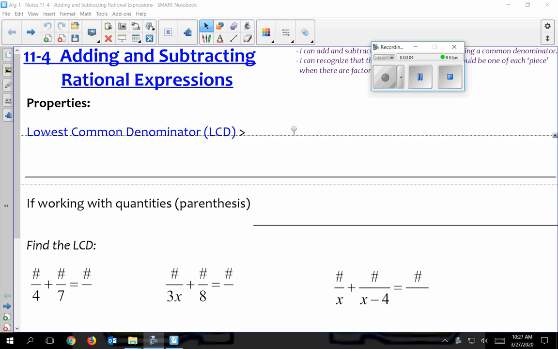Okay, everybody, this is chapter 11, section 4. We're adding and subtracting rational expressions, which basically means fractions. A couple things: when you add and subtract fractions, you need a least common denominator. That's stuff that you've done before. Obviously, with what we're doing now, it's going to be a little bit different, but the rules still stay the same. So first thing you've got is a definition here.